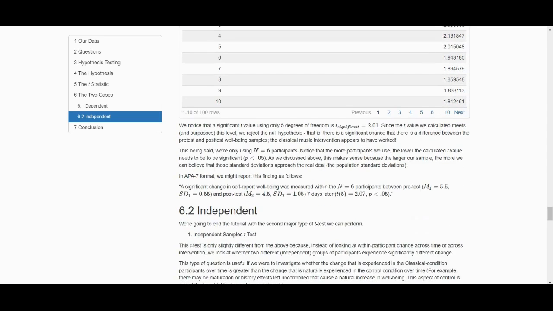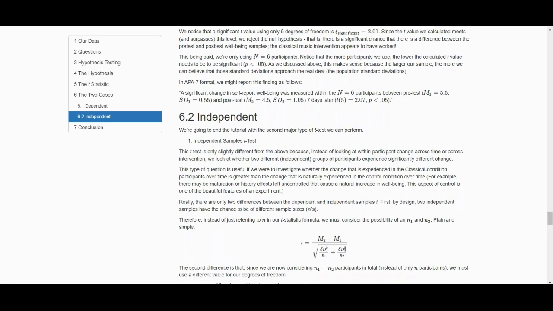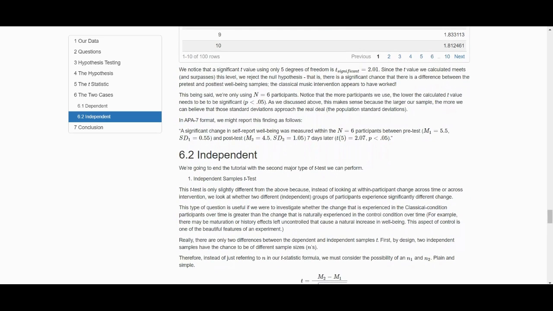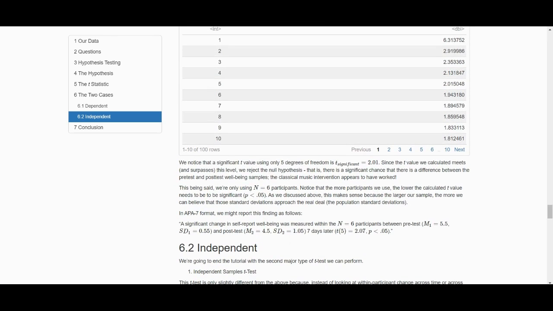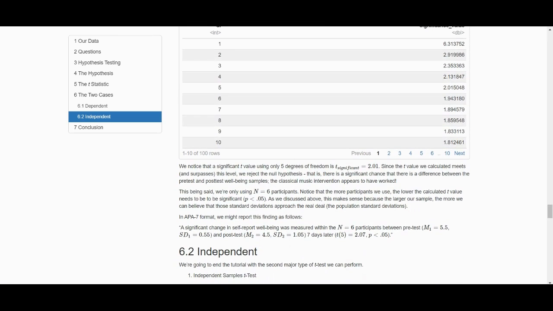That being said, we're only using n equals 6 participants. Notice that the more participants we use, the lower the calculated t-value needs to be to reject the null hypothesis. For example, if we were to use 10 participants, we would only need a t-value of 1.81 instead of 2.01. As discussed above, this makes sense because the larger our sample is, the more we can believe that those standard deviations approach the real deal, the population standard deviations.